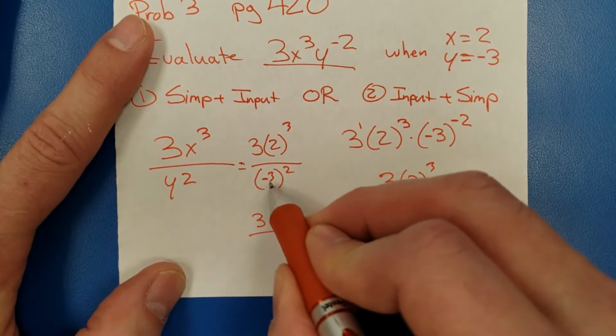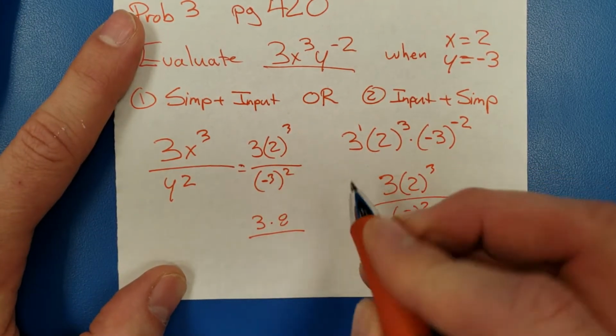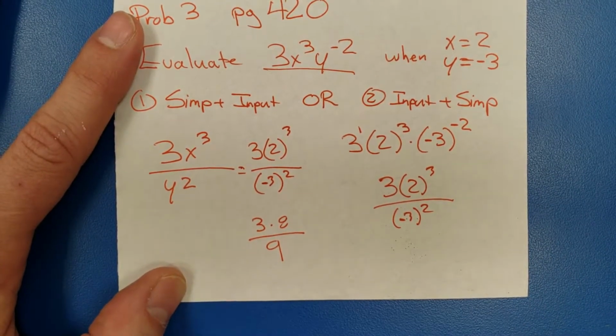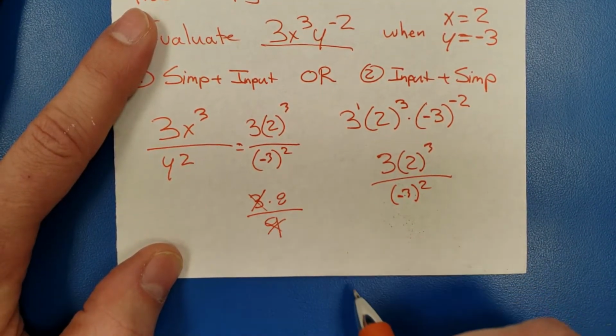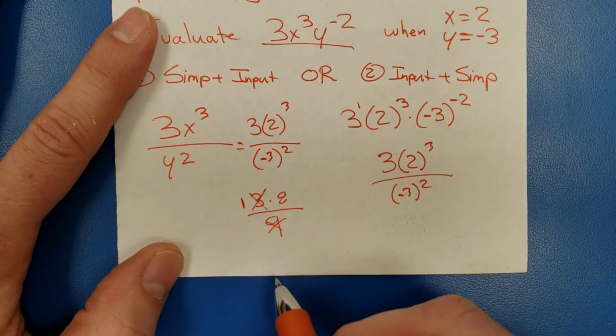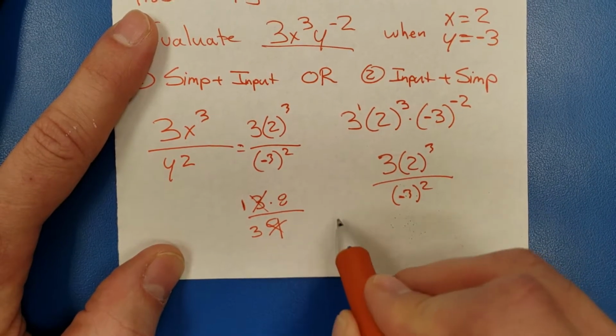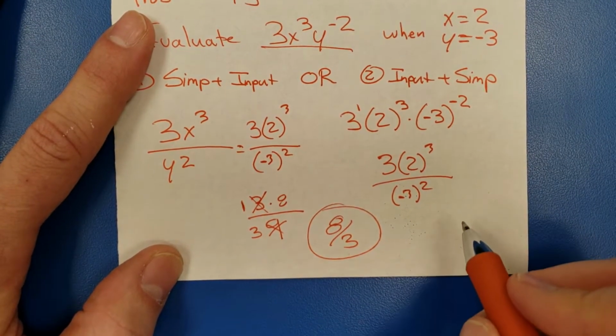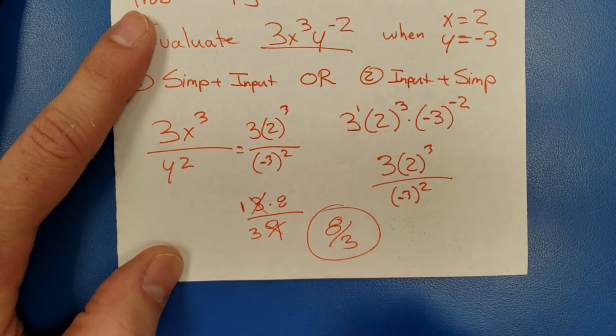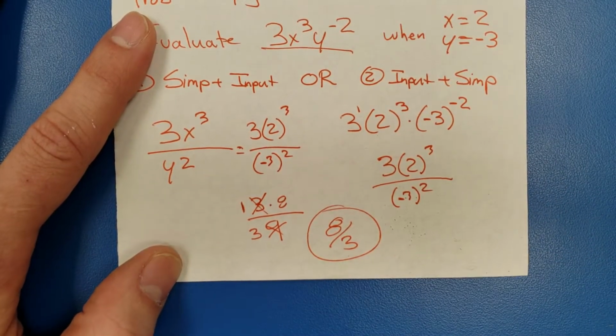If you remember some of the negative rules, a negative 3 times negative 3 is a positive 9. Okay. And then I can simplify this bad boy. Both 3 and 9 can be divided by 3. So there's a 1 left over. There's a 3 left over. So it looks like 8/3 is going to be my winner. I really am not a big fan of mixed numbers, so I'd rather have it as an improper fraction.